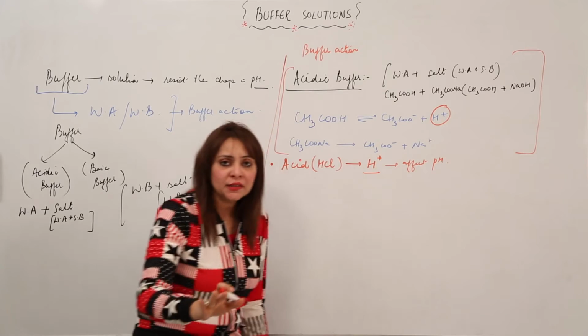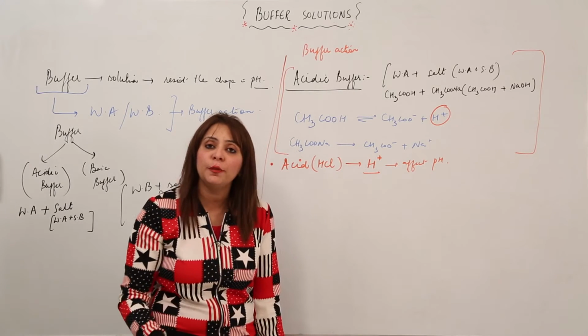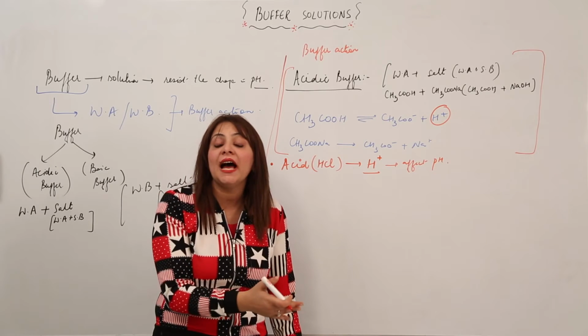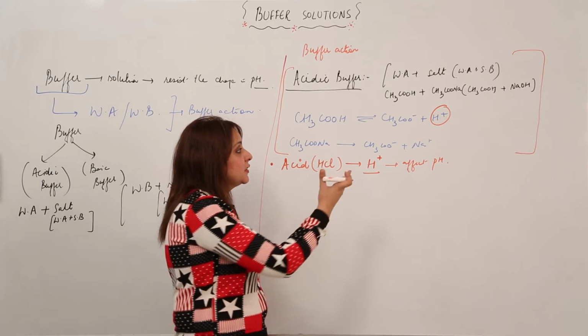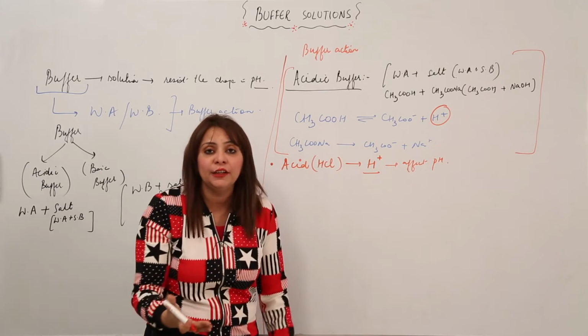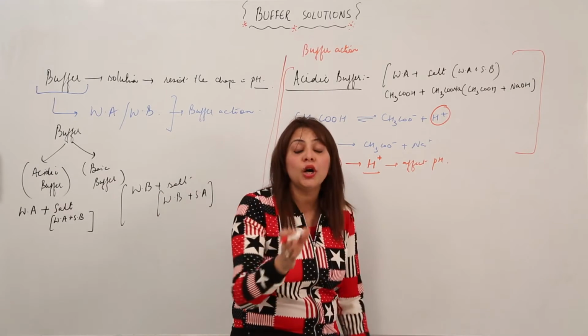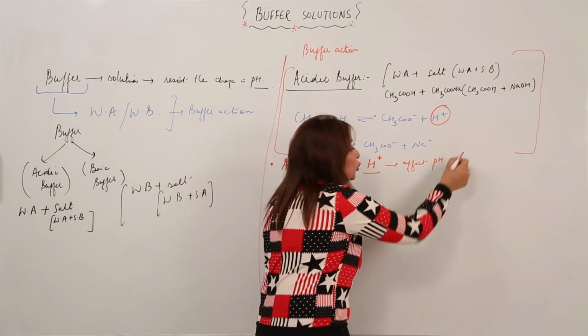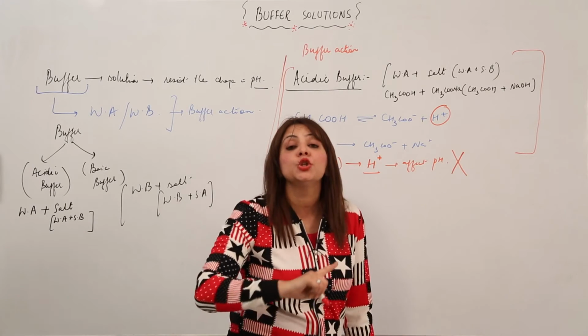This is what we expect, right? That when we add acid, it will dissociate to form hydrogen ions, and these hydrogen ions will increase the pH. That means they will just make the solution acidic now, right? But actually this doesn't happen. These hydrogen ions do not affect the pH. I wrote "affect" because it was supposed to affect, but it is not affecting.